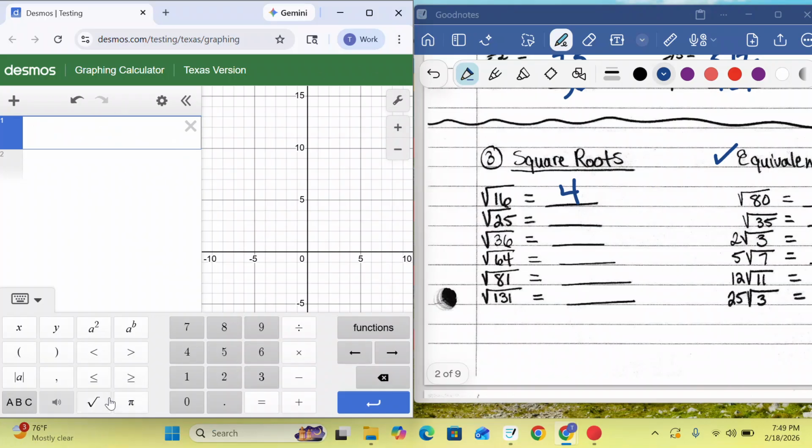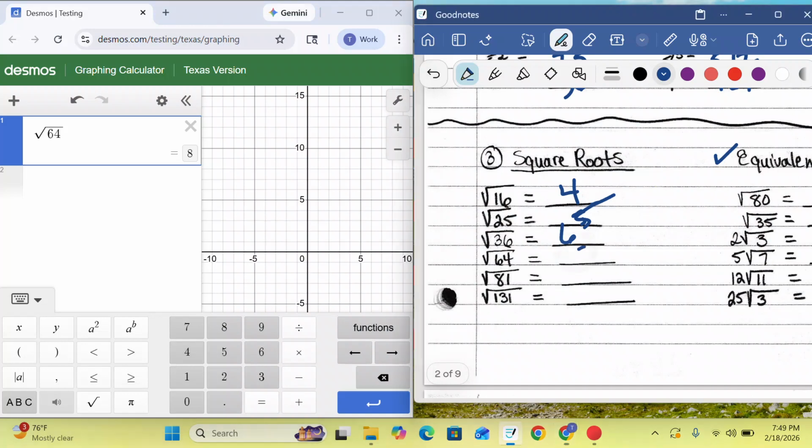Then I'm going to go to the square root of 25. Just input it, and the answer is 5. And look at how quick Desmos does it for us. The next one I'm going to do is the square root of 36. So I'm going to put square root of 36. And the answer is 6. Then I get the square root of 64.